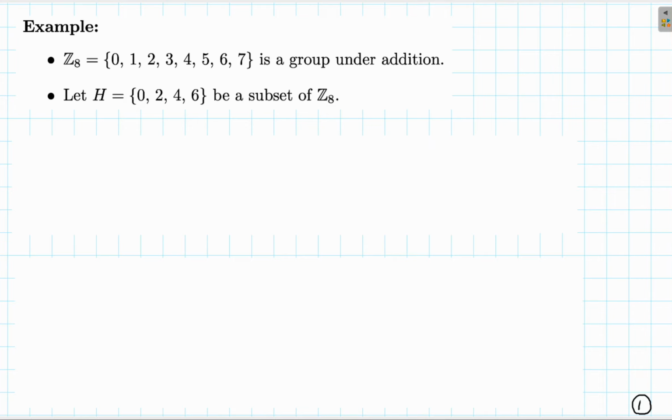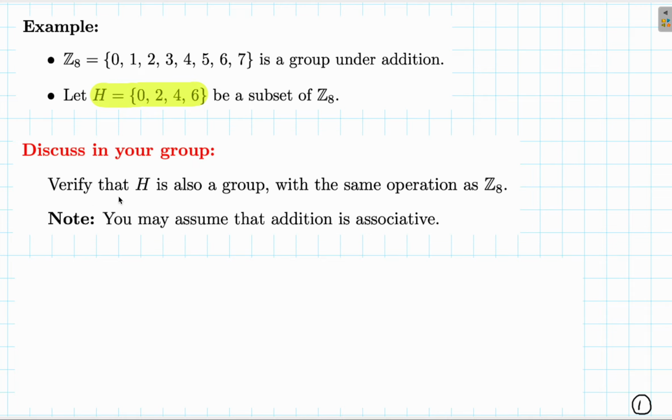To start this lesson, let's consider Z8 containing the numbers 0 through 7, and we already know that Z8 is a group under addition modulo 8. And then let's consider a subset that we'll call H, a subset of Z8, containing the evens, so 0, 2, 4, 6. And so as our first task, if you could pause the video and verify that H is also a group using the same operations as Z8.